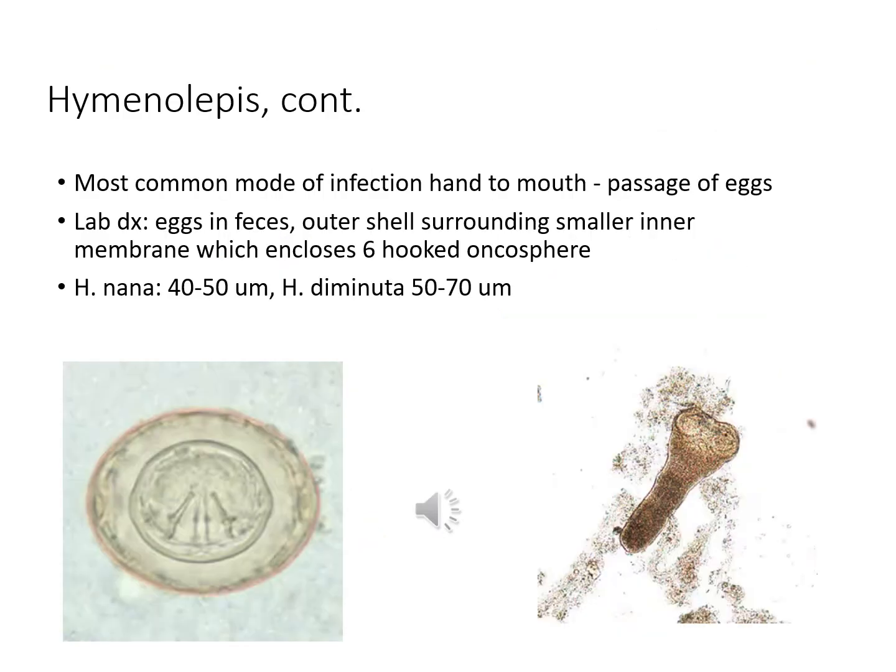Most common mode of infection is hand to mouth, so passage of the eggs. Diagnostics for us are eggs found in the feces. On the outer shell surrounding a smaller inner membrane, which encloses a 6-hooked oncosphere. Notice that the 2 species are differentiated based on size.